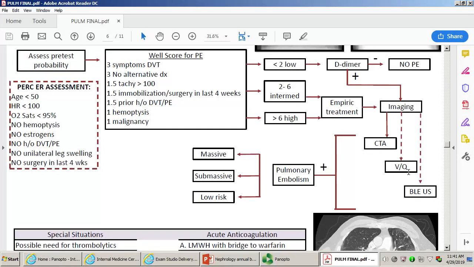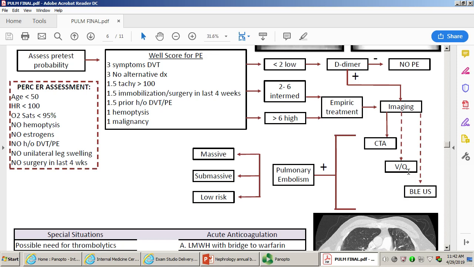And when are you going to be doing a VQ scan? I don't feel like they'll ask you that, because depending on the guideline you look at, whether it's from the radiology people or the OB people, it will all tell you different things. The last I was aware of, CTA is going to be your gold standard for pregnancy.